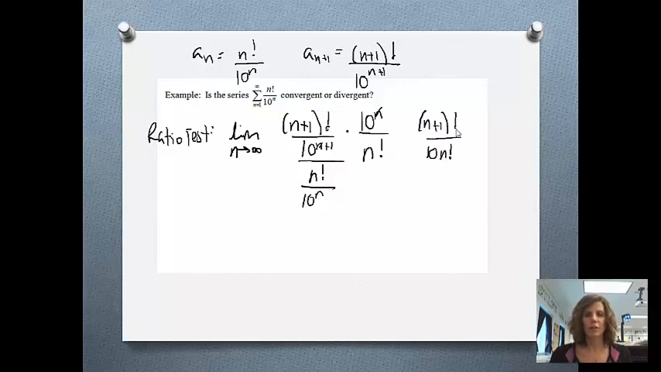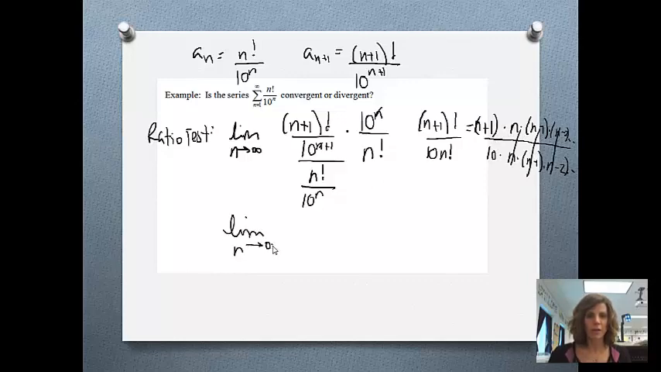Now you might be wondering what's going on with these factorials. Let's figure it out. (n plus 1) factorial means n plus 1, and then go down. If I subtract 1 from n plus 1, I'll be at n, and if I subtract 1 again, I'll be at n minus 1, n minus 2, and so on. In the bottom, I have a 10. Now, n factorial means n times n minus 1 times n minus 2, and so on. So notice all of those terms are going to cancel out, so I'm just left with the limit as n approaches infinity of n plus 1 over 10.